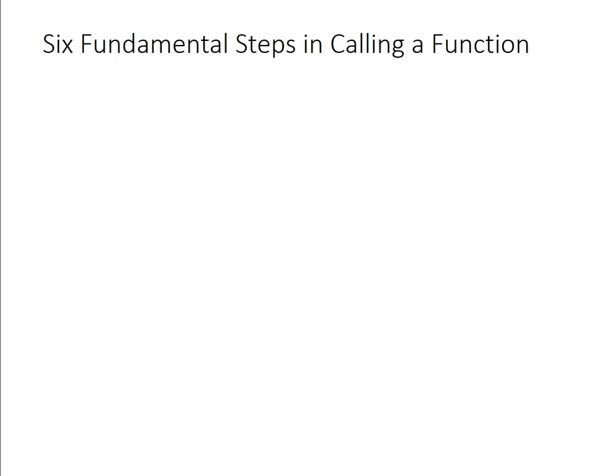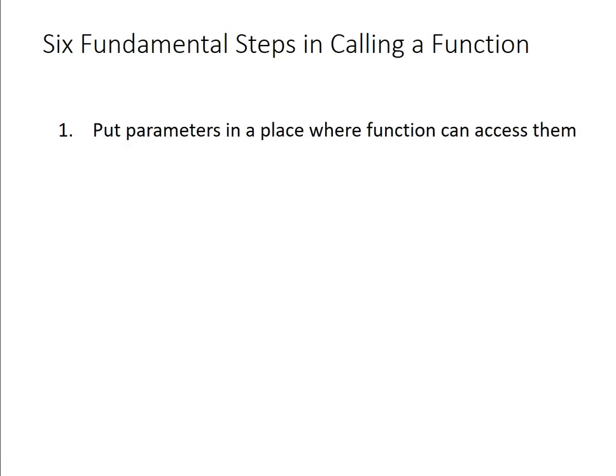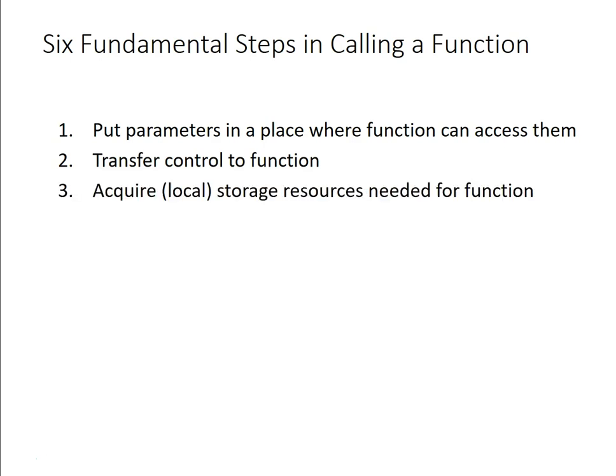Okay, in general, there are 6 important steps when we call a function. The first thing that has to happen is that we have to put the parameters for the functions in a place where the function can actually access them. Then we need to transfer control to the function. Essentially, we're going to jump to the function. We may then need to acquire some local storage that's needed for the function. Then we actually perform the code or the task of the function.